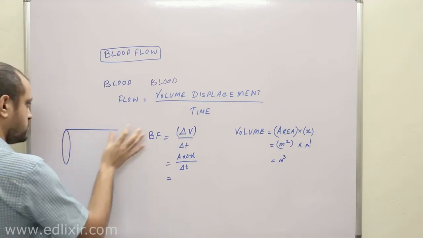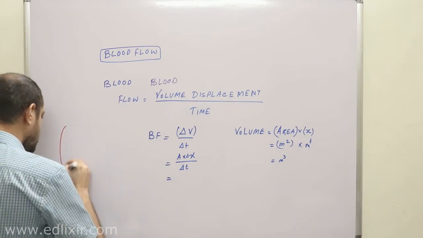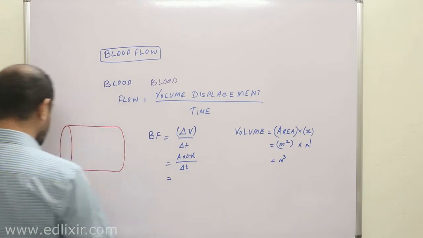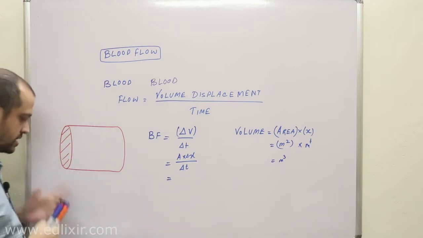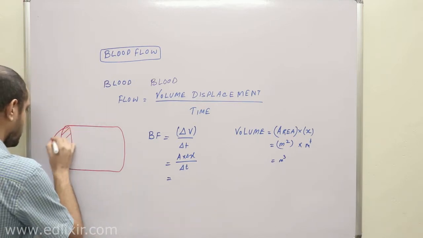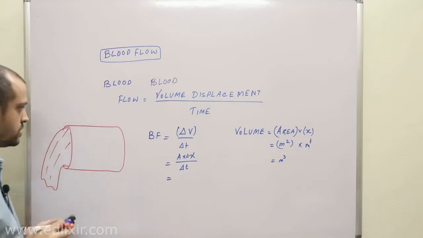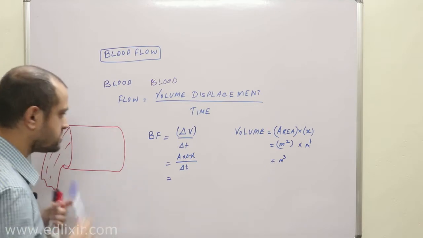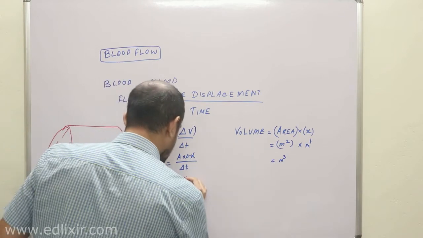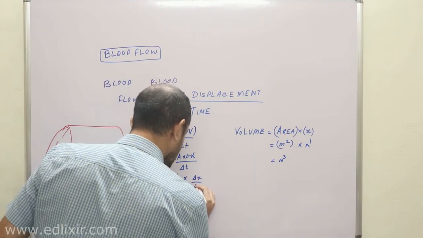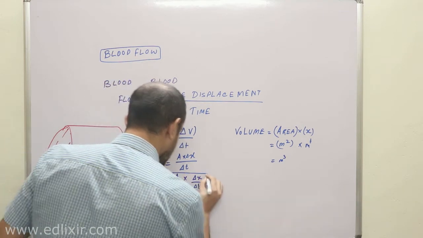This A is nothing but the area of cross section of the blood vessel through which blood is flowing. Now a very interesting part you need to understand here is that if you take out this area, then it will be delta x divided by delta t. That means blood flow is equal to area into delta x by t.